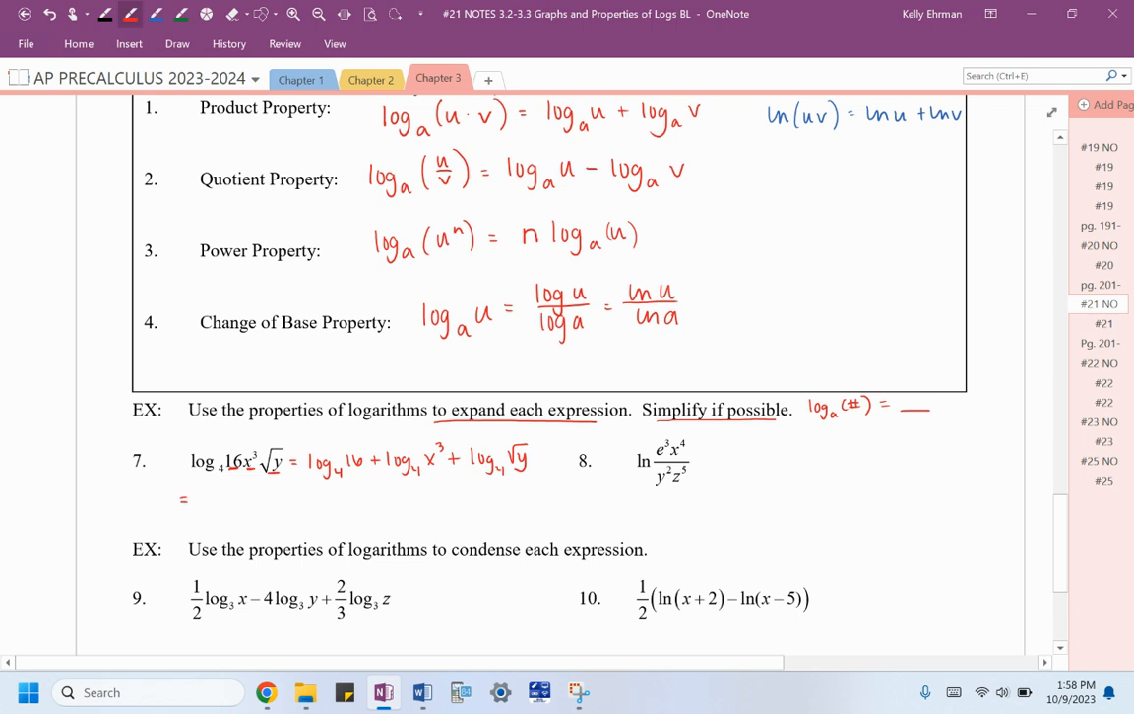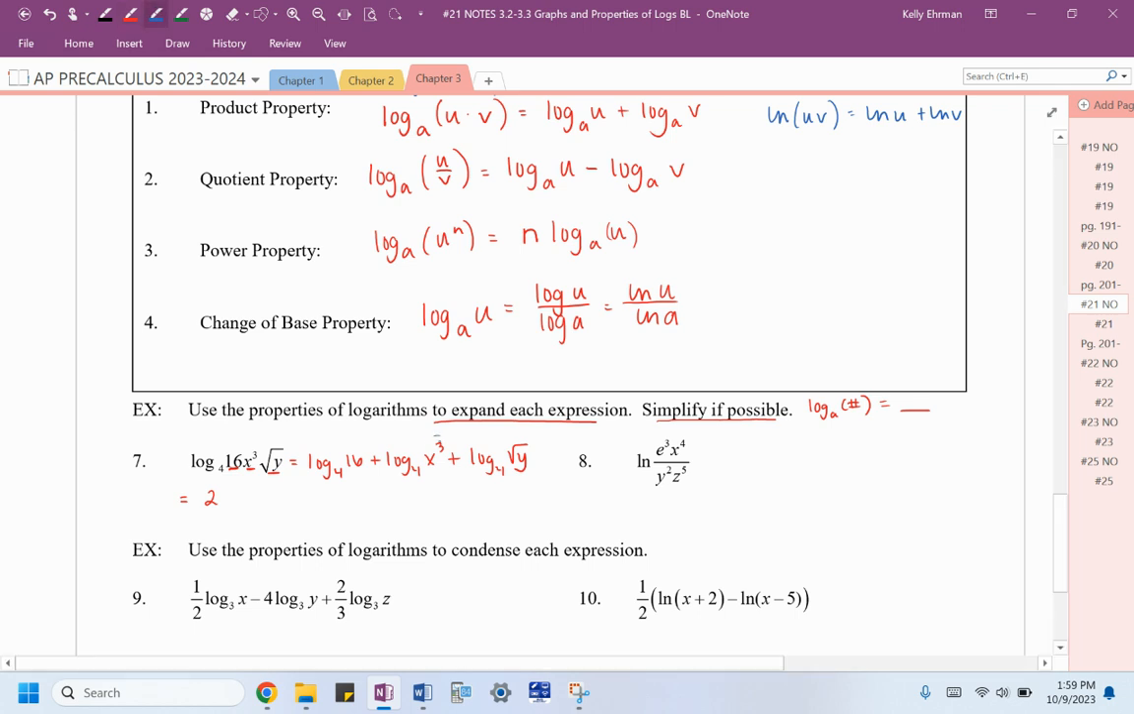Now, the next part is finishing out the expanding and also simplifying. So take a look at each term. If I have the log of a number, I need to see if I can simplify that without a calculator. So the log base 4 of 16. 4 to what power is 16? That's 2. And then what about the rest of these?